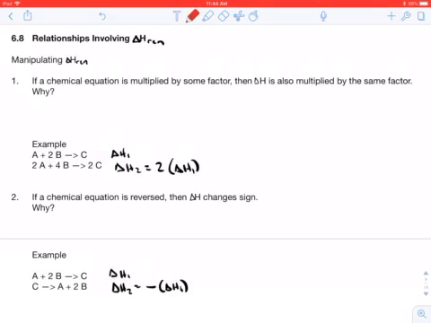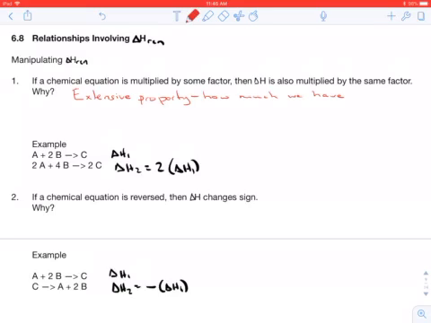So manipulating delta H of reactions. First off, if a chemical reaction is multiplied by some factor, then delta H is also multiplied by that same factor. Why do you think that is? As you recall, all along we have talked about delta H being an extensive property. And hopefully by this point we know that an extensive property means it matters how much we have. You can think of it in these terms. If I have 2 gallons of gas, I can go further than if I have 1 gallon of gas.